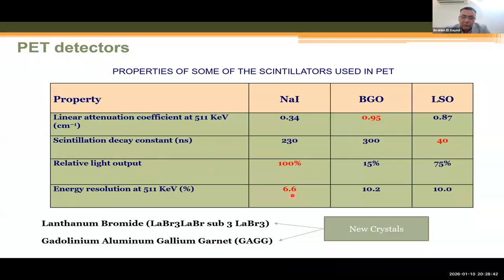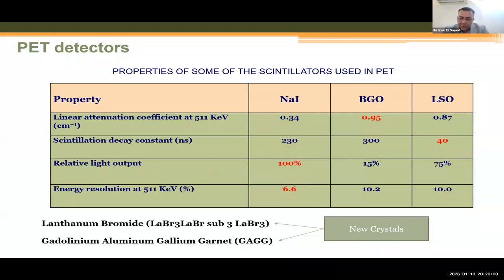So why don't we use it? Because of this and this. It has a low attenuation coefficient, and it has a very high decay constant. So we tend to use LSO for most of the modern scanners.